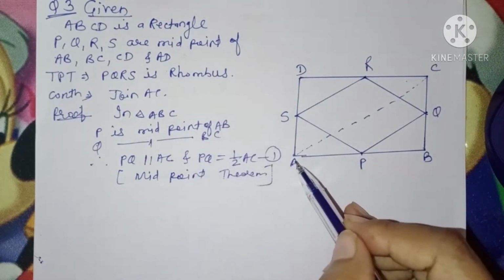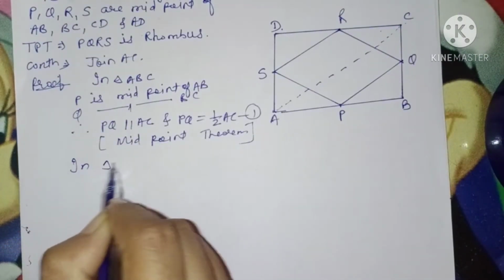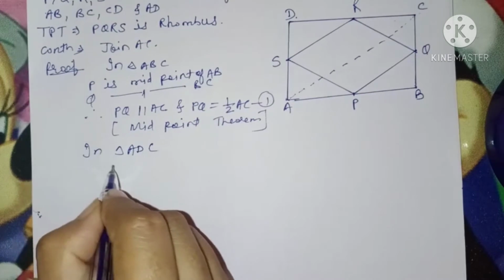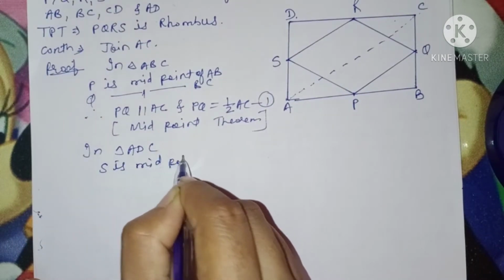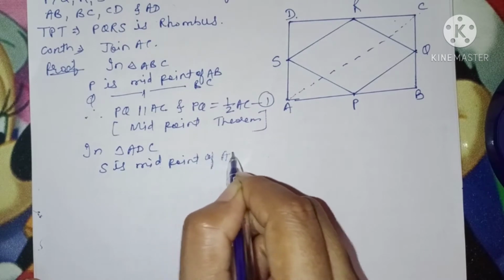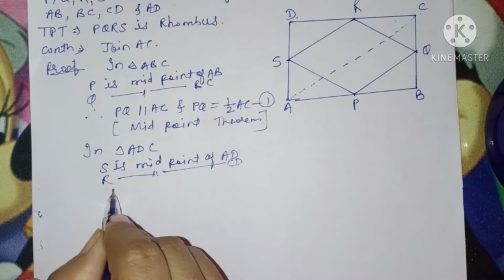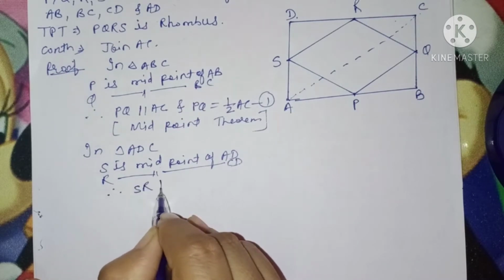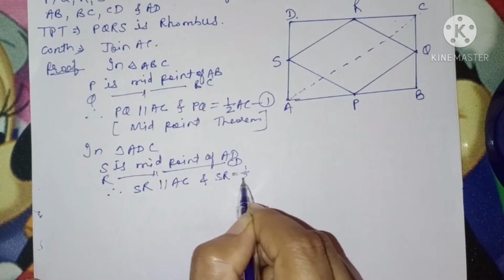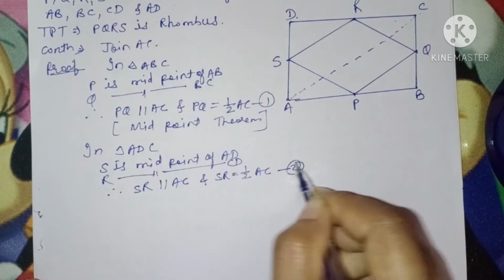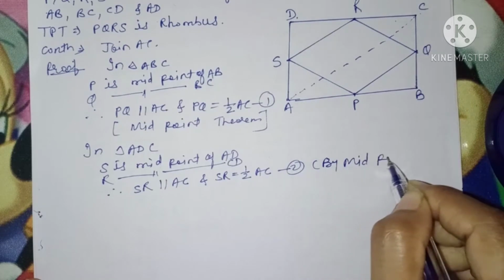Now, similarly, in triangle ADC, we can write S is midpoint of AD and R is midpoint of CD. Therefore, SR is parallel to AC. Also, SR equal to half of AC. Give it number 2 by midpoint theorem.